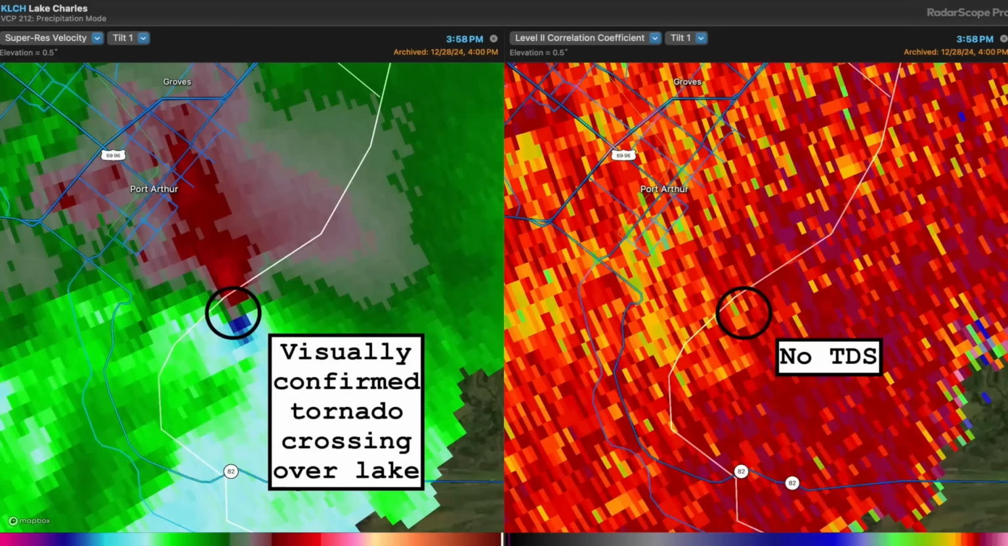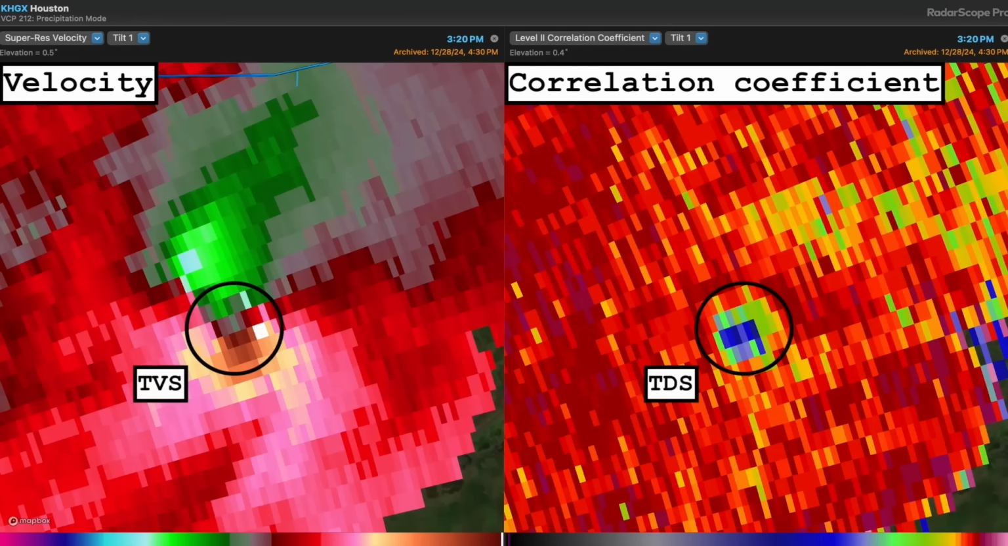On the other hand, not all tornadoes produce a TDS. Some tornadoes may not be strong enough to loft debris to the height of the radar beam, or they may traverse areas with very little debris to loft. In these situations, you may not be able to confirm that a tornado is in progress just from radar data, but when a legitimate TDS is present, a tornado is definitely occurring.